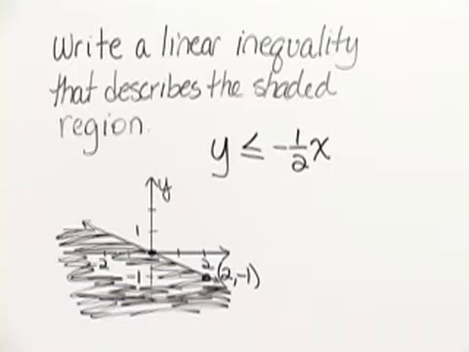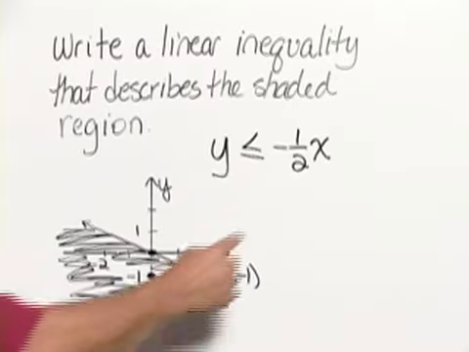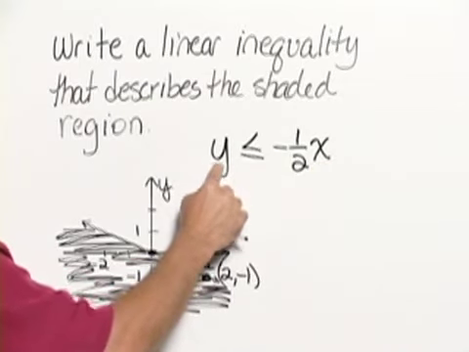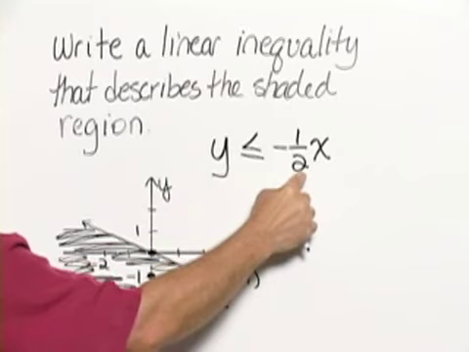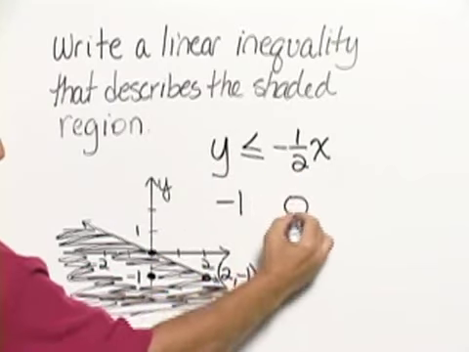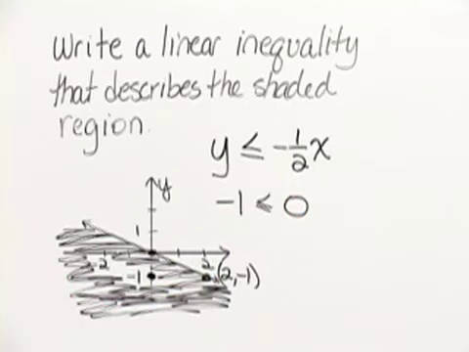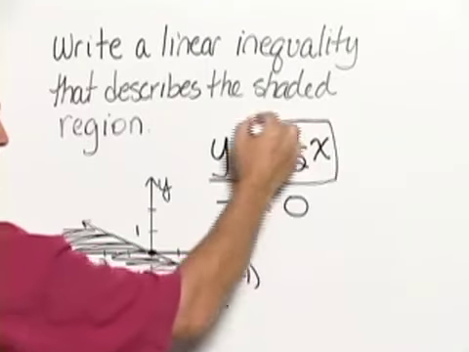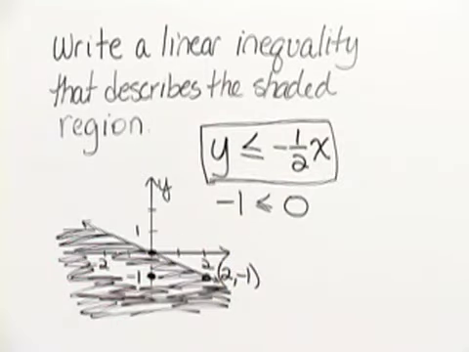Now, if you're not comfortable with that, you could always use a test point. For example, (0, -1): 0 for x, -1 for y. We're comparing 0 times -1/2 is 0, so we're comparing -1 to 0. -1 is less than or equal to 0, so we have in fact selected the correct inequality for this shaded region.